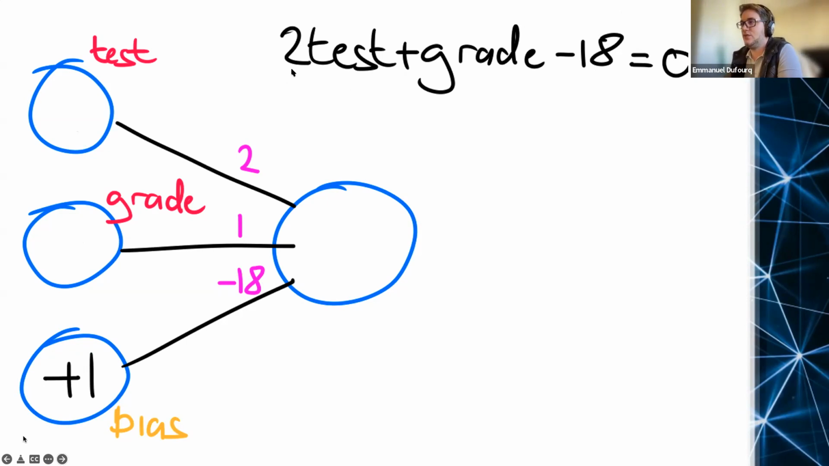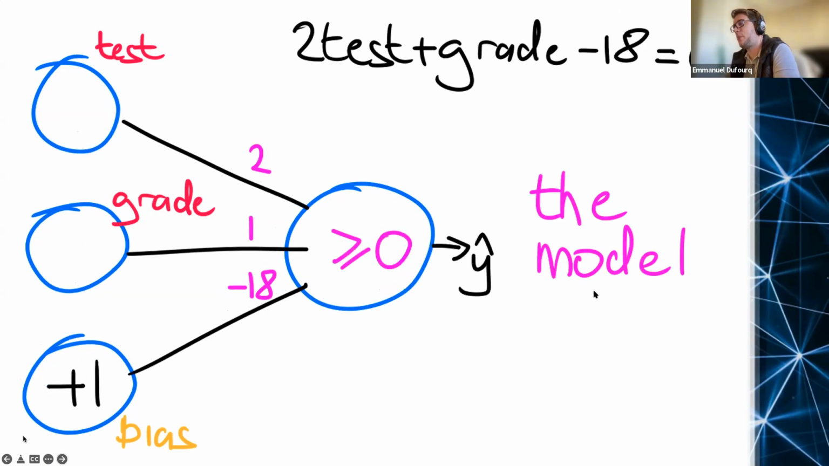So here is how we can write our expression that we talked about before in this simple neural network format. Now I can make this unit, which is the output of the model, into the model we've been speaking about this whole time, where if the value is greater or equal to 0, we want to output a 1, otherwise we output a 0. So this essentially is our complete model.